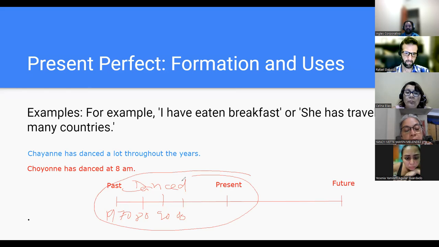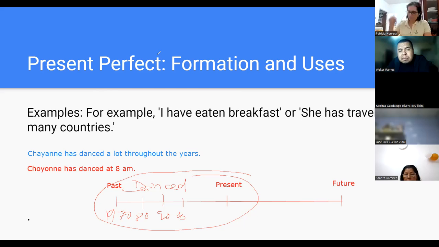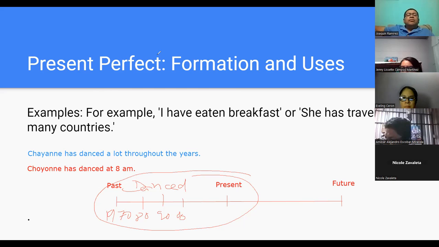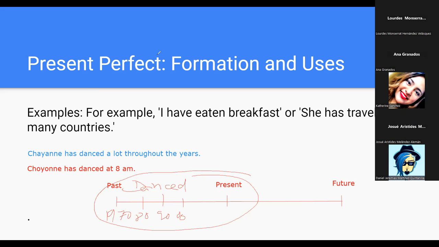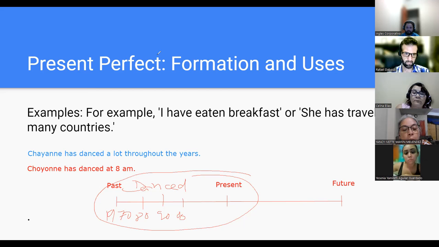So the action started in the past and has an effect in the present, right? In few words, guys, if you could define with one word what present perfect does, you could say present perfect talks about experience, okay? Present perfect talks about experience. So that's what present perfect does. It talks about experience, right? Let me give you another example.